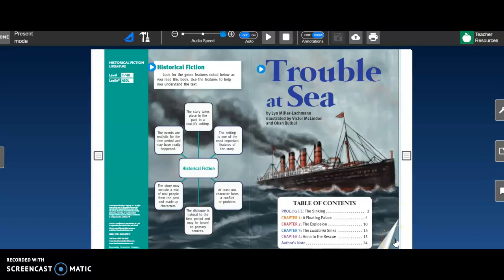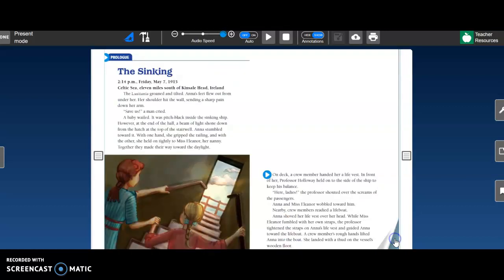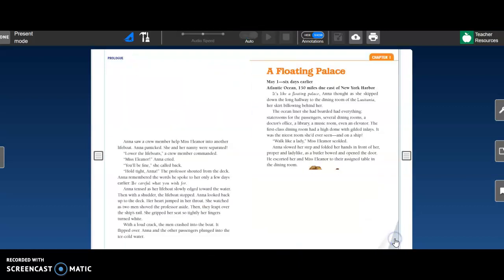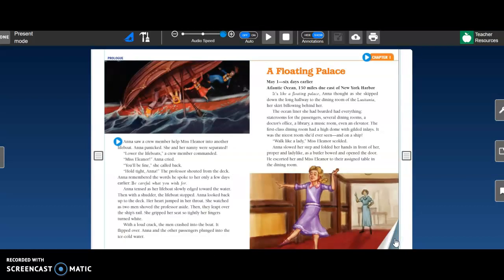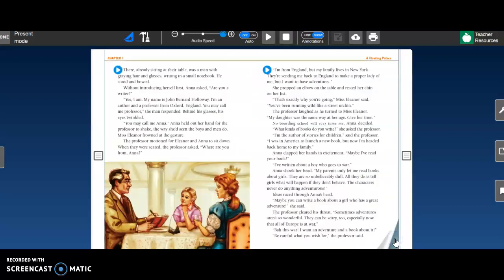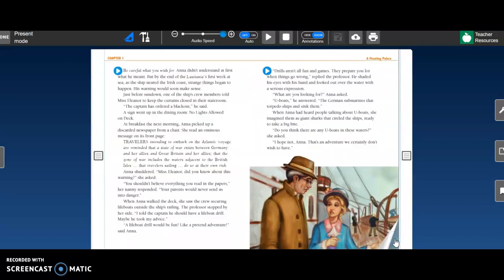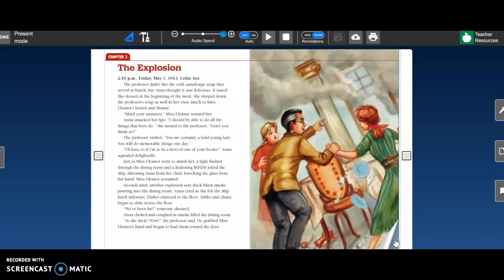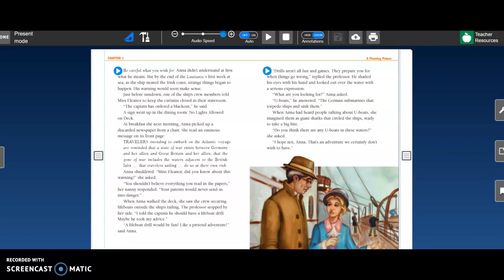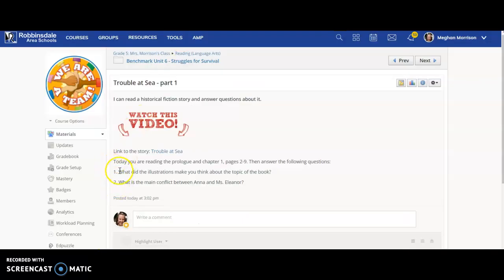and look at the illustrations, look at the pictures to see what sort of things you think might be happening, what do you wonder about, what can you predict, what sort of mood is created. So that's what you're going to do first, and then tell me, what did the illustrations make you think about the topic of the book?